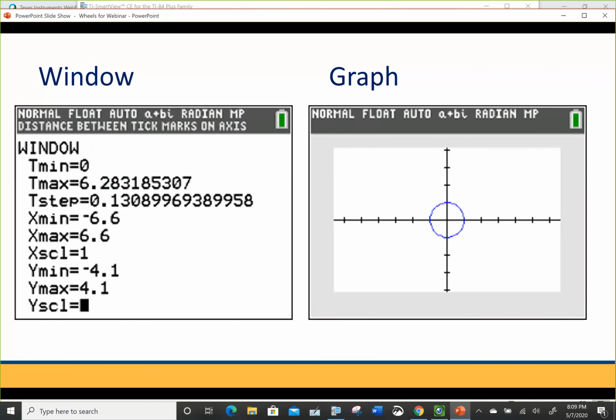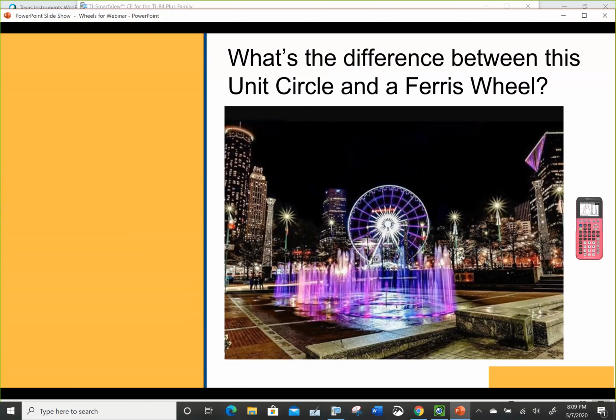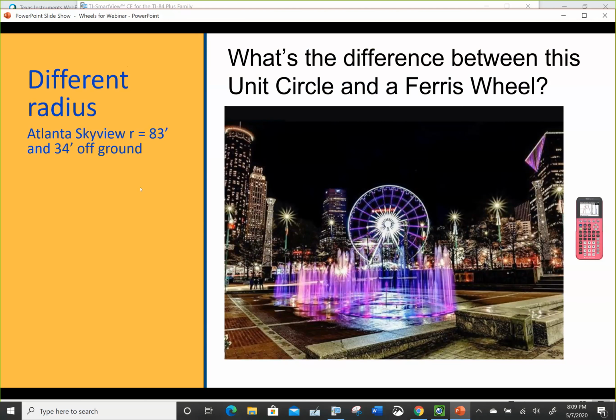Now, enough about the unit circle. What's the difference between a circle and a Ferris wheel? If we were doing this interactively, I'd ask you to give me a whole bunch of options. But since you're not, I'll go ahead and tell you what you'd probably tell me. And the first thing you'd probably say is, there's a different radius. And you're absolutely right. I'd probably ask you for your favorite radius, but since you're not here, we get to use my favorite Ferris wheel, which is the Atlanta Skyview, which has a radius of 83 feet, and it's 34 feet off the ground because there's a loading platform.